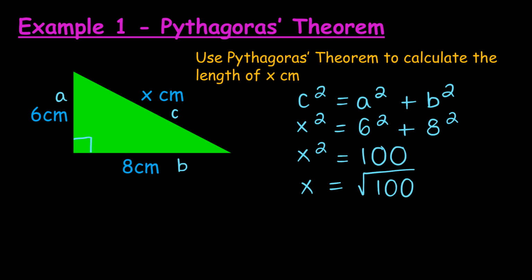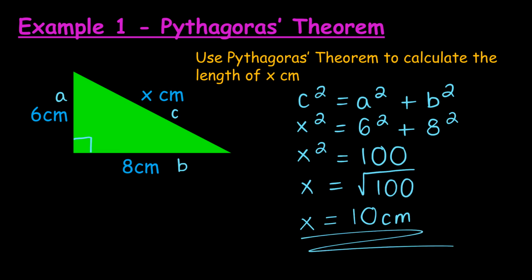So when you work out the square root of 100, you get 10. And remember that it's 10 centimetres. You always have to have units on your answers for these types of questions. Okay, so make sure that when you're doing these questions and the exercises in your jotter, that you are following all of these lines of working.